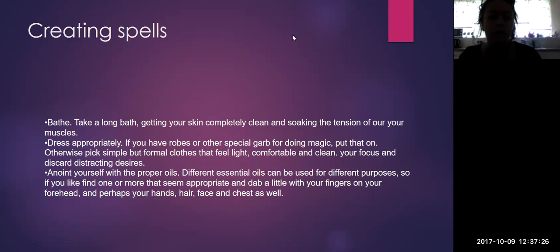So here we go. I've put this on there for you. For your bath, take it, getting your skin completely clean, soaking the tension out of your muscles. You dress appropriately, so you can have robes and stuff like that, cloaks. But I just wear tops, as long as I'm clean, with a skirt. As long as you're clean, it doesn't really matter. Otherwise, pick simple clothing. You can anoint yourself with oils if that's how you want to do it. Make sure your hands are clean, it's very, very important. You can anoint your hands and feet as well.